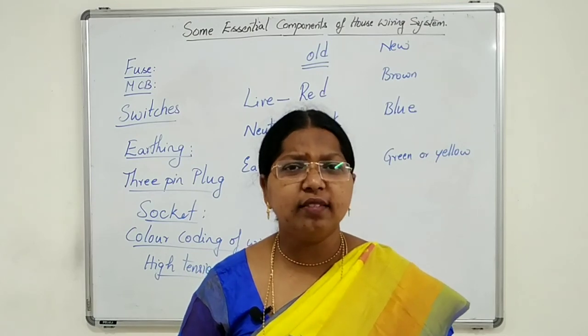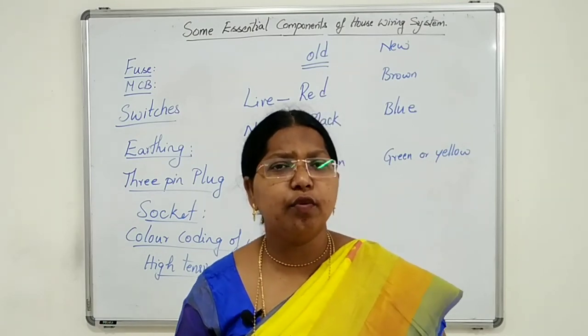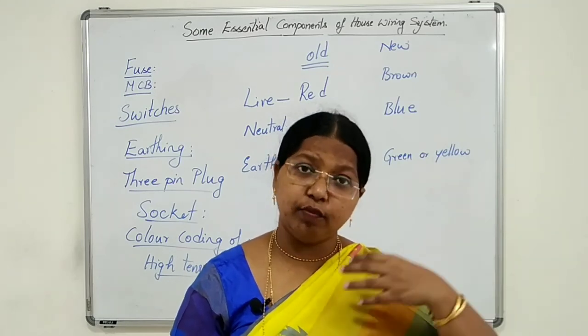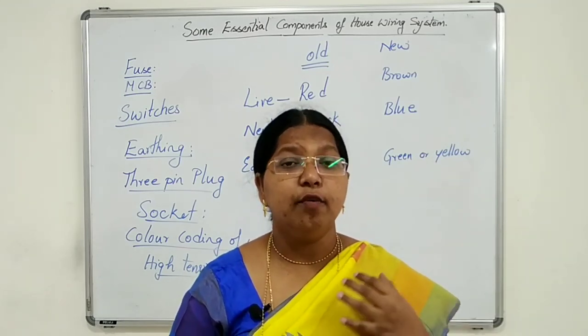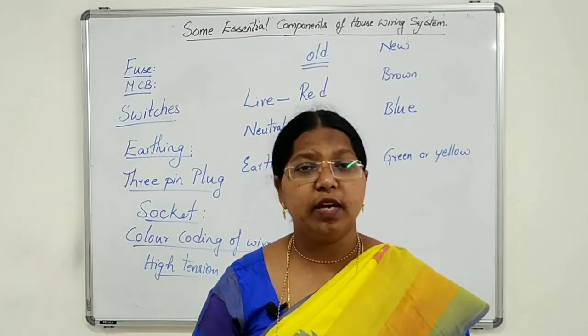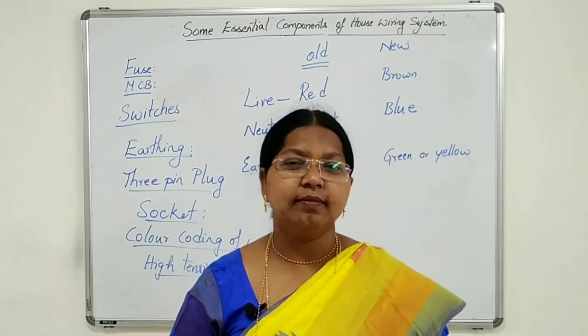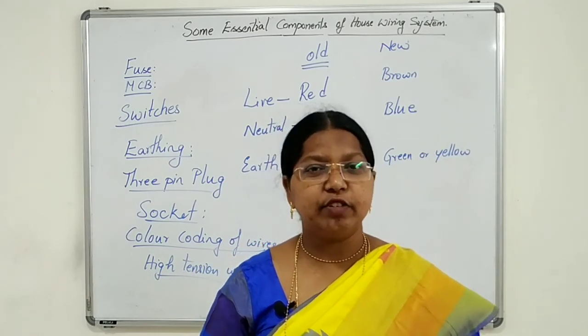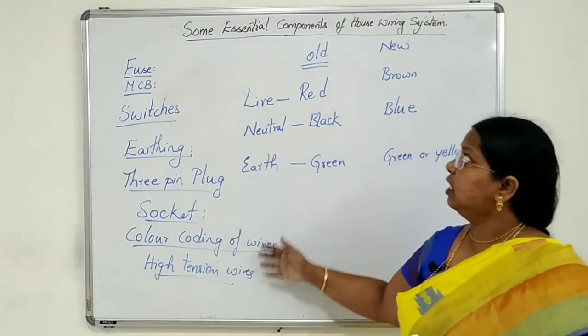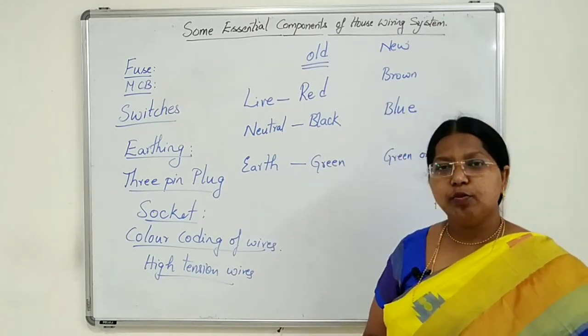If there is no earthing, excess current will not flow into the earth. If we touch that particular appliance, that excess current will flow into us, which causes a very severe electric shock. So earthing is a very important thing. Okay. So these are the safety precautions and different components we will be using in connecting the house wiring system.